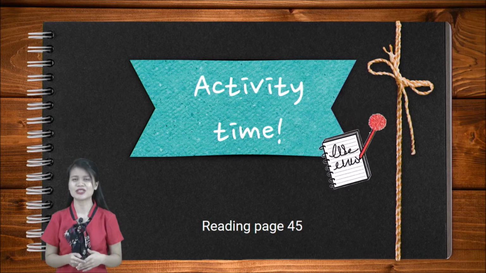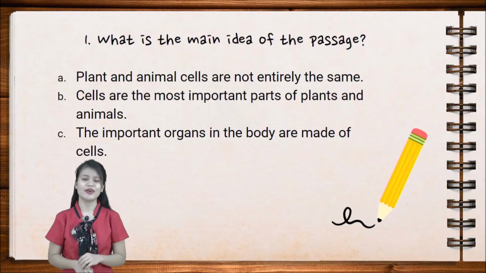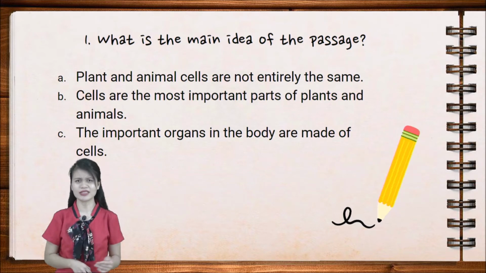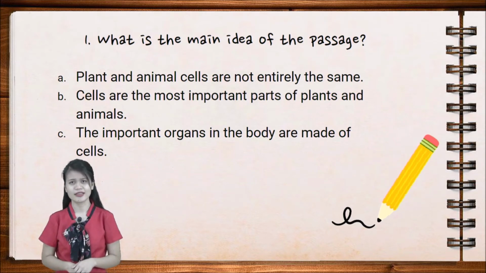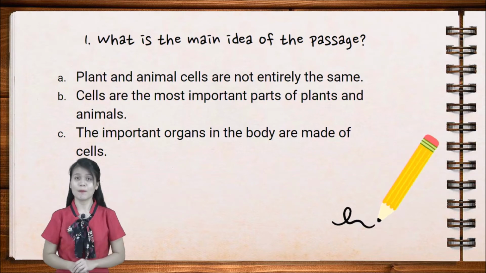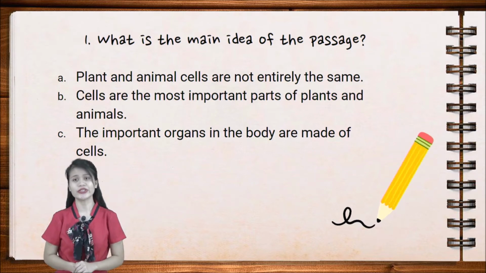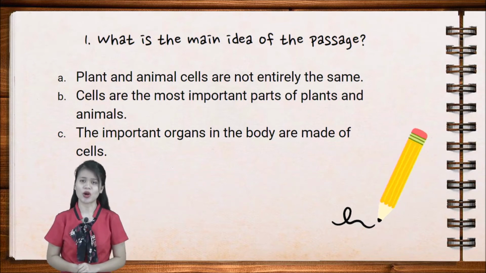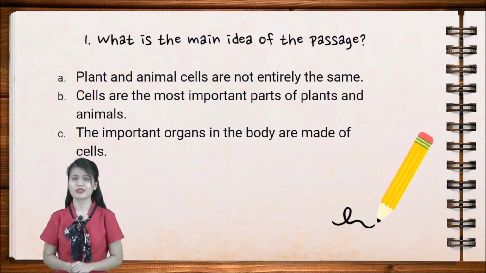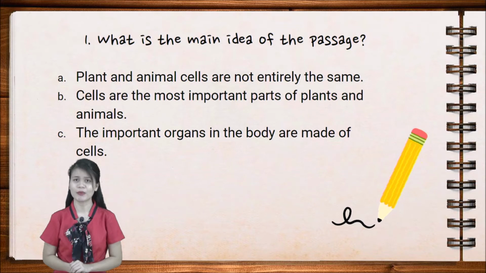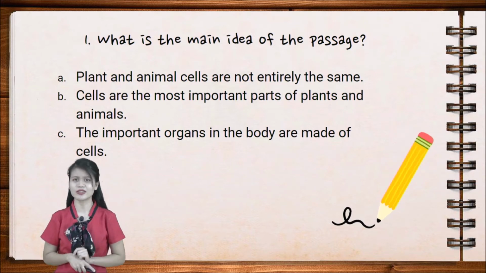But let me ask you some questions first, okay? First, what is the main idea of our passage? Or what is the main topic of our lesson today? If the title of our story is What Are Cells?, what comes to your mind? A. Plant and animal cells are not entirely the same. B. Cells are the most important parts of plants and animals. Or C. The important organs in the body are made of cells. Which of these is the correct answer?